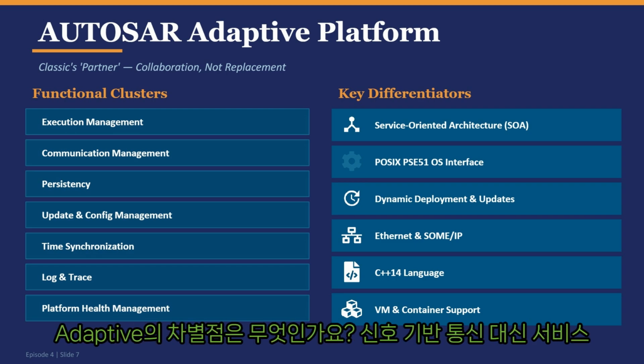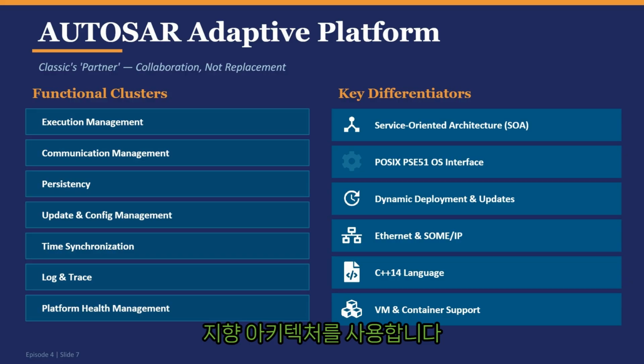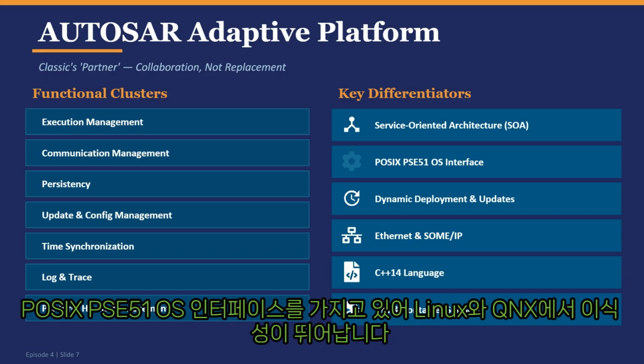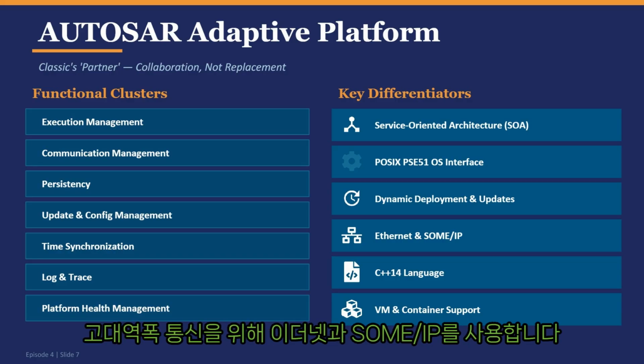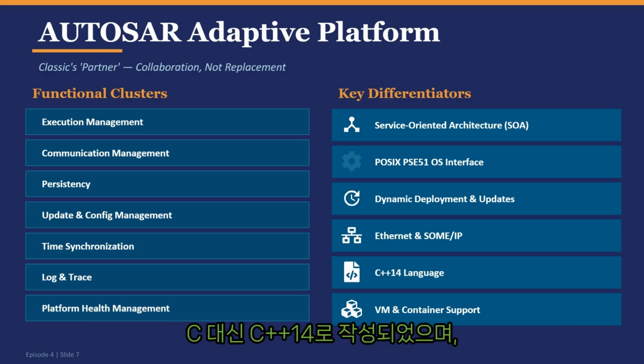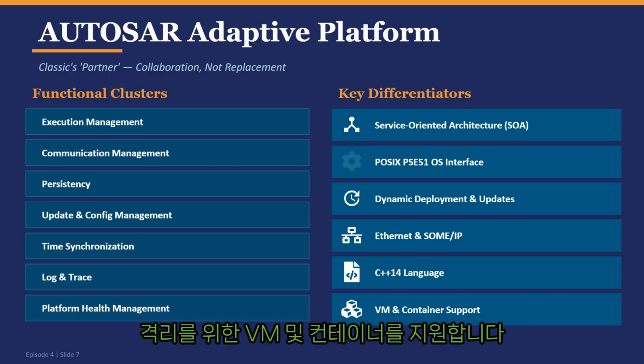What makes Adaptive different? It uses service-oriented architecture instead of signal-based communication. It has a POSIX PSE51 OS interface, making it portable across Linux and QNX. It supports dynamic deployment and updates at runtime. It uses Ethernet and SOME/IP for high-bandwidth communication. It's written in C++14 instead of C, and it supports VMs and containers for isolation.